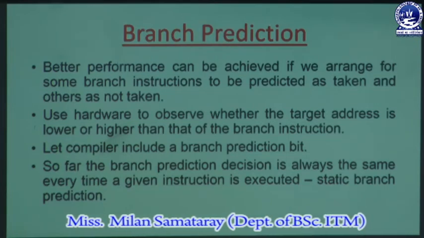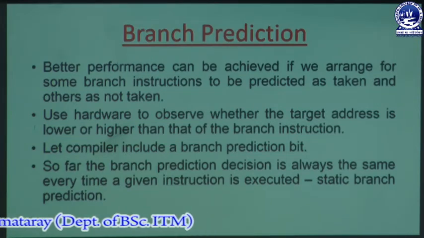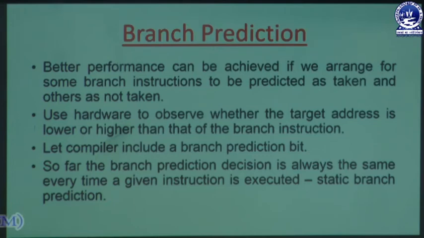Then let the compiler include a branch prediction bit. That means in that circuitry, the compiler has to insert or include a bit which will be used to set whether the branch prediction takes place or not. If the branch prediction is taken, then that bit will be set to 1. And then, if the branch prediction decision is always the same every time a given instruction is executed, that is called static branch prediction.